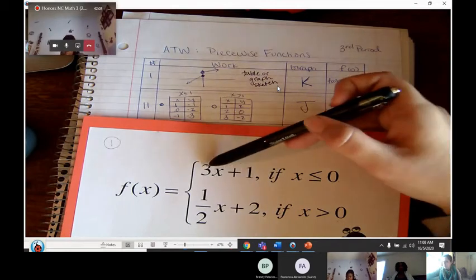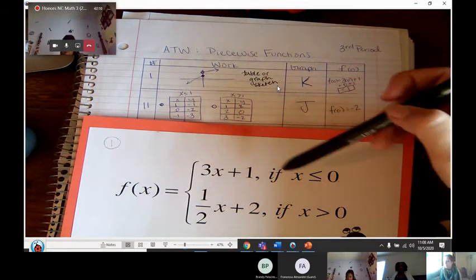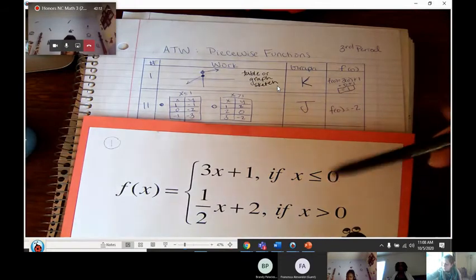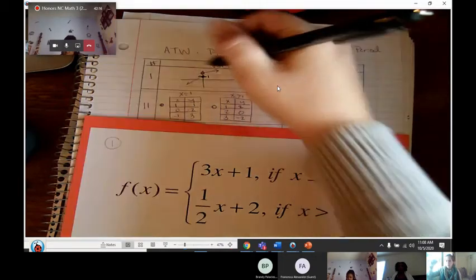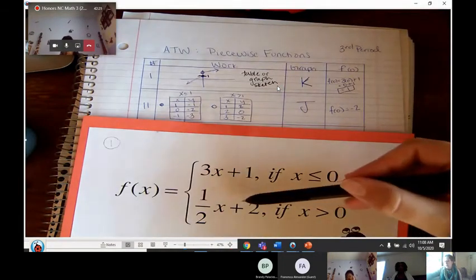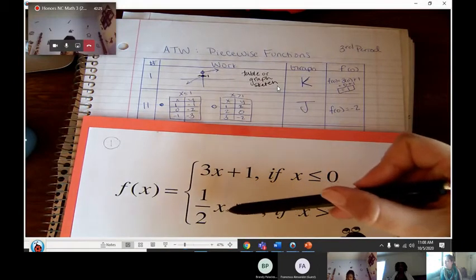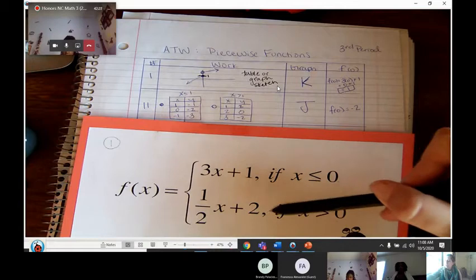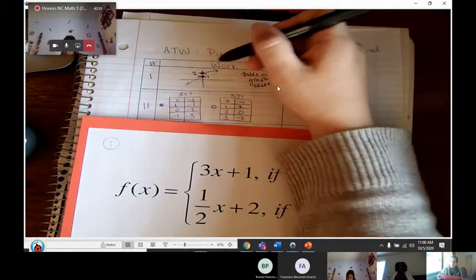So 0 times 3 is 0, plus 1 is 1. So I'm going to have a closed dot at 1. So I would sketch a closed dot, say that's at 1. Okay. And I'd say, okay, what would my open dot here look like? So I sub in 0. 1/2 times 0 is 0, plus 2 is 2. So I should have an open dot at 2. So I drew out an open dot here.